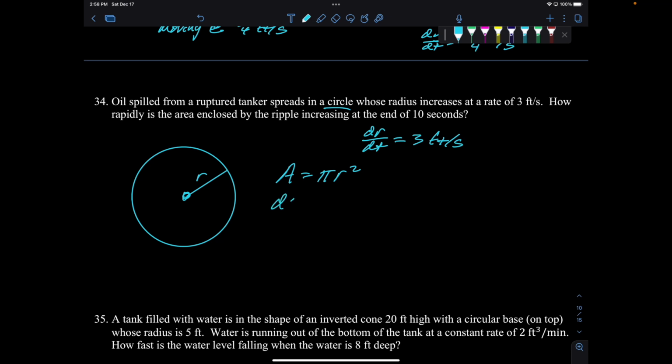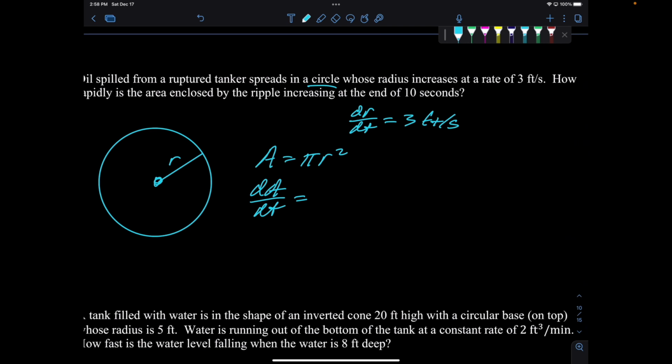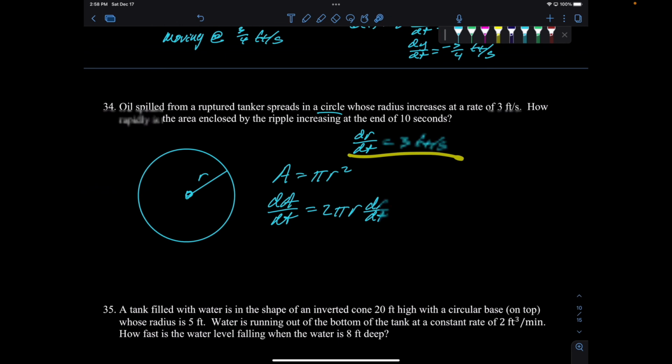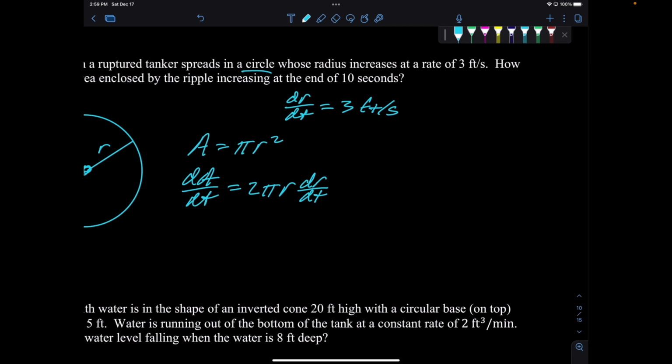So that's going to be dA/dt is, pi is a constant. The derivative of r squared is going to be 2r and then dr/dt. So we're going to get 2 pi r dr/dt. All right, so I know that dr/dt is 3. What I don't explicitly know is r, but I know that if we go 3 feet per second for 10 seconds, we would then know that r is 30, right?